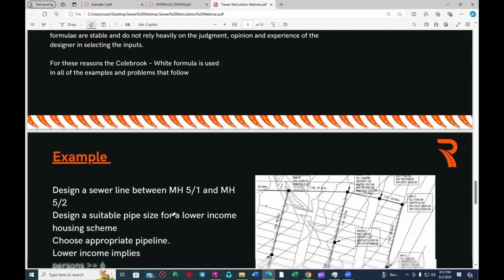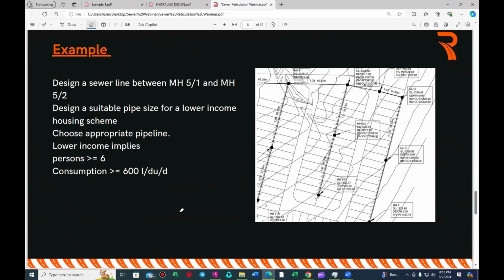All right, before we jump into the example, I'm just going to check the chat box and see if there are any questions that need to be answered. All right, I believe you can. Okay, someone was answering something.